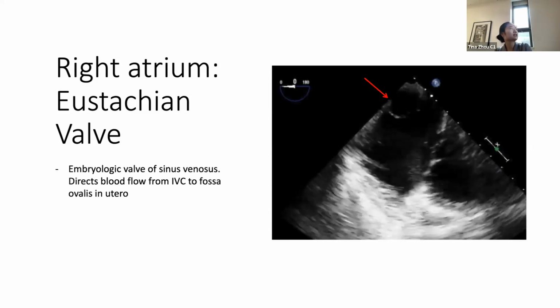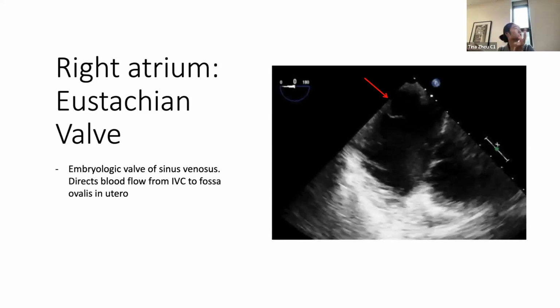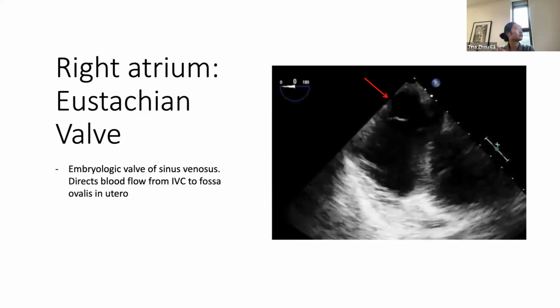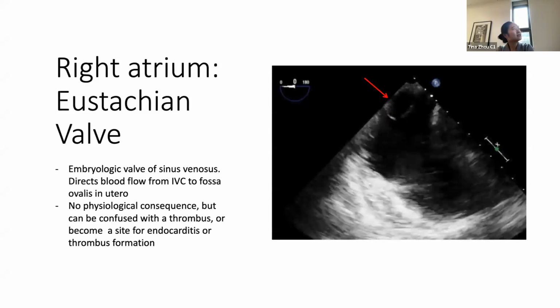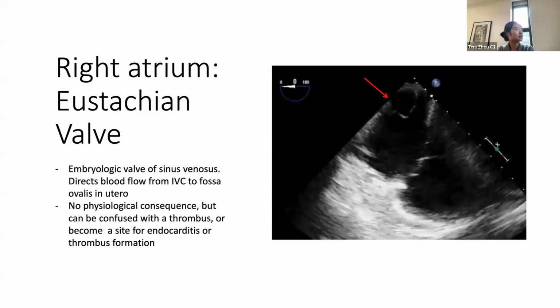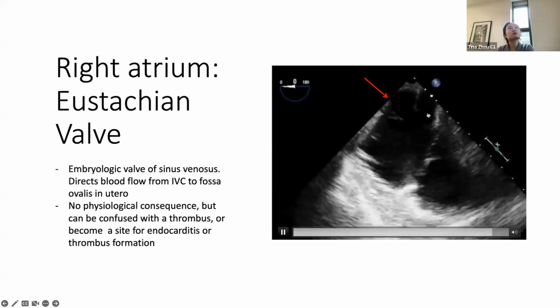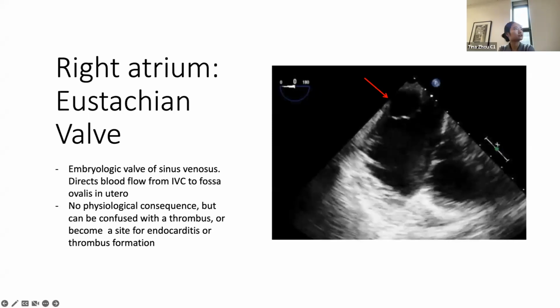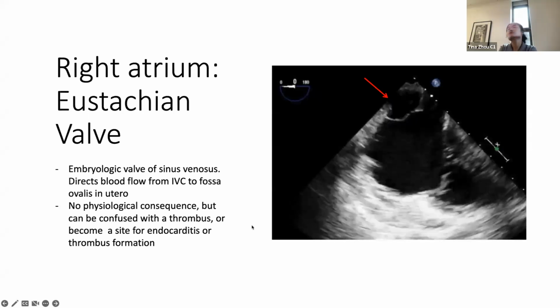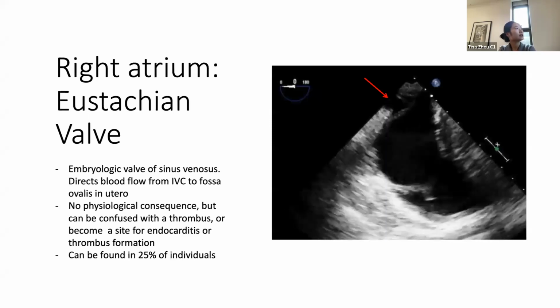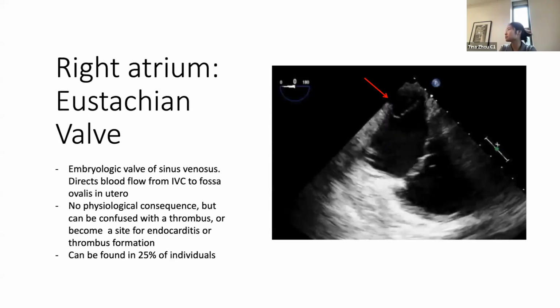So the eustachian valve is an embryological valve of the sinus venosus, which I'll explain in a bit. In utero, it helps direct the blood flow from the IVC to the fossa ovalis to bypass the fetal pulmonary system. There is not really much physiological consequence, but it can be confused with a thrombus. It's not as obvious in this view because it looks fibrin-like and highly mobile, not necessarily a thrombus, but in certain views it can be. It can become a site for endocarditis because it is a valve, and it can become a nidus for thrombus formation. It's pretty common, found in 25% of individuals. I'm sure a lot of you have already come across it when you were scanning.